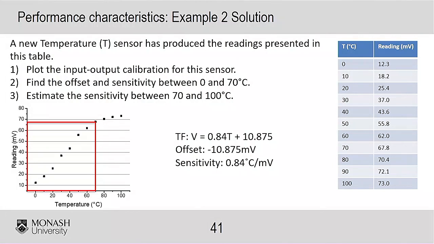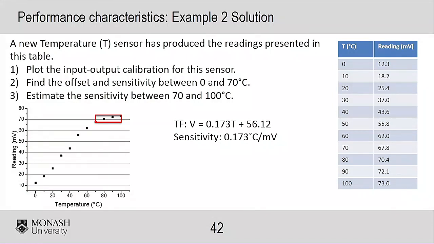So in this case, we know the offset is just negative 10.875 millivolts, and the sensitivity here would be 0.84 degrees Celsius per millivolt. And that's between 0 and 70. And then if we go to the next region, where again we can see that it's quite different to that first region, and this is not unusual for a sensor, keep in mind. So our transfer function, our gain was significantly lower, we can see, because the slope of the line was a lot lower. Here we can see it's 0.173 plus 56.12. The sensitivity is 0.173 degrees Celsius per millivolt.